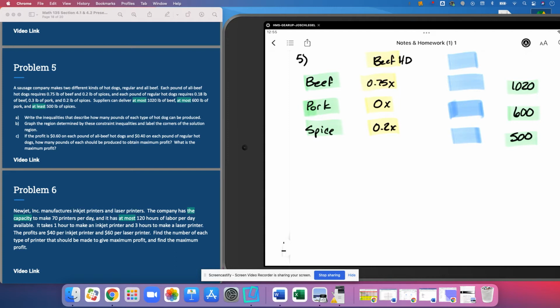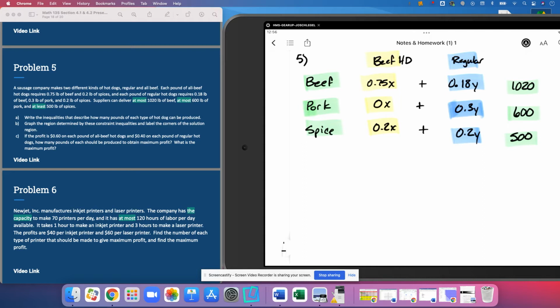And then the regular hot dogs, regular, requires 0.18 pounds of beef, so 0.18, requires 0.3 pounds of pork, and requires 0.2 pounds of spice. And so again, we will consider this to be our Y value, so we are assigning the Y value to the regular hot dogs. We add these up, and we need to remember to put our inequality symbols.